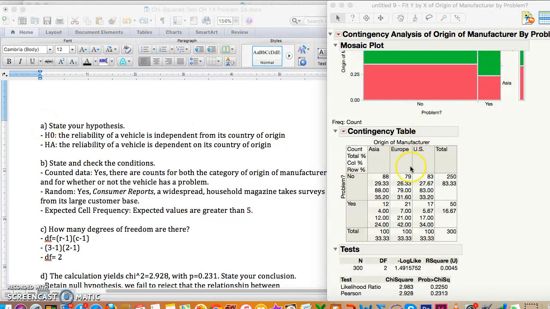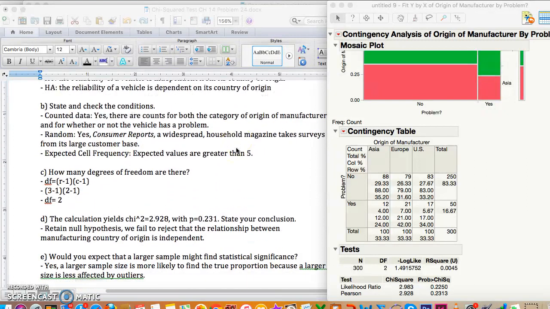And to do so, we're given expected values in comparison to the sample right here. The null hypothesis would be that the reliability of a vehicle is independent from its country of origin, while the alternate hypothesis is that the reliability of a vehicle is dependent on its country of origin.